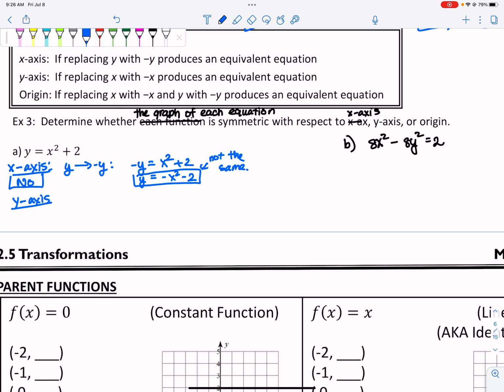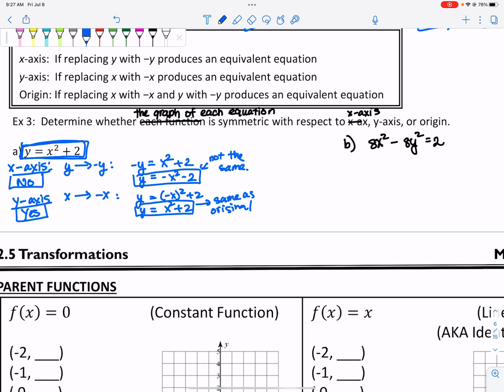To test whether the graph is symmetric about the y-axis, we replace the x with the negative x. So copying down this equation, y equals, instead of positive x, we write the negative x. Then we simplify as much as we can. And notice that this equation looks exactly the same as the original equation. So yes, the graph is symmetric about the y-axis.